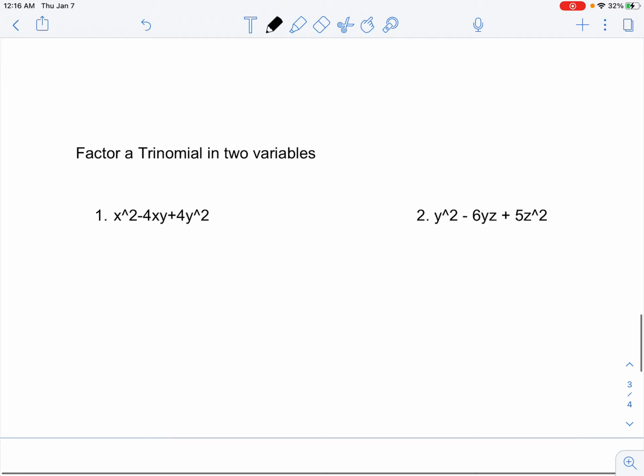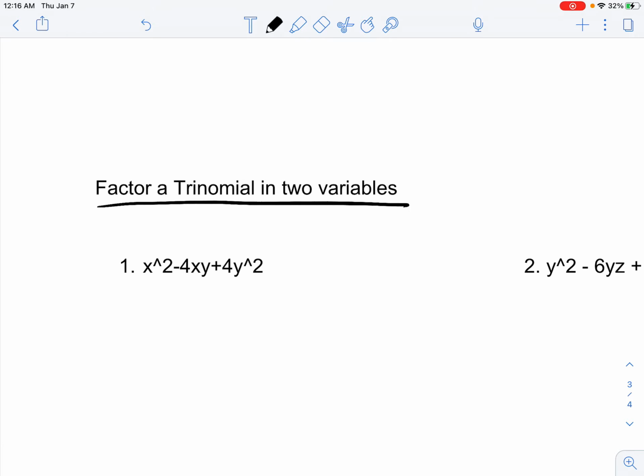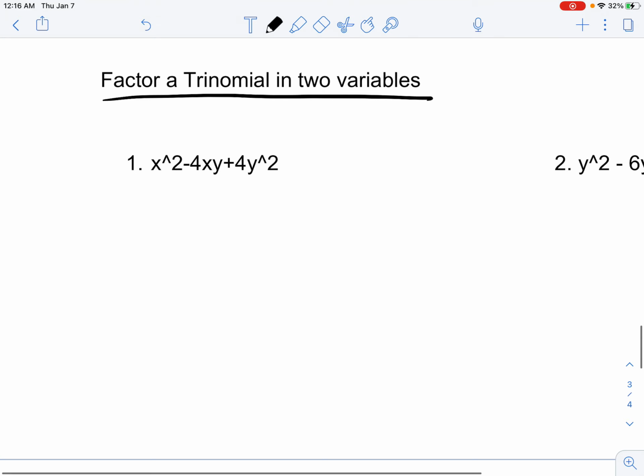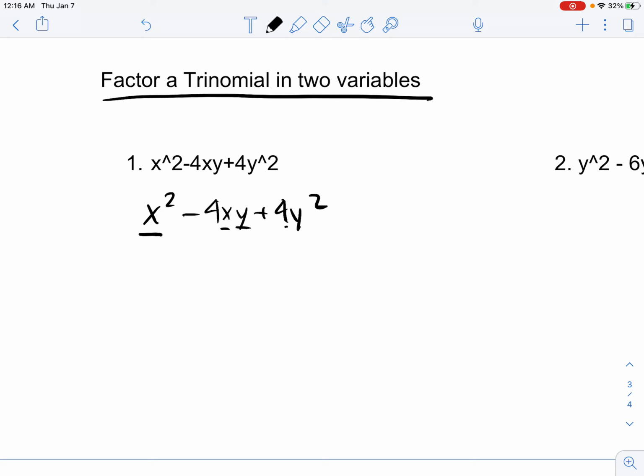Moving on. Factor a trinomial in two variables. So in this case, you have x squared minus 4xy plus 4y squared. Now this one's a little bit tricky. This one has two variables. So how do we factor this out? Well, we just think of it like a regular problem. What are the factors of this? Well, it could be 2y squared, and that's about it. So 2y squared is just 2y times 2y.